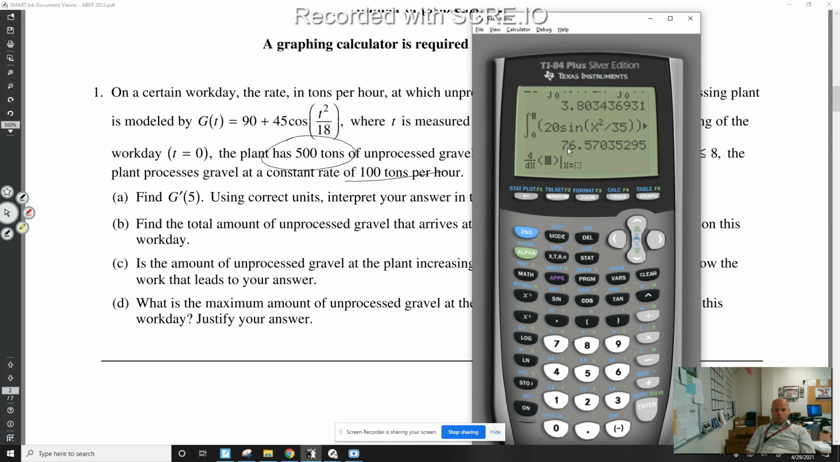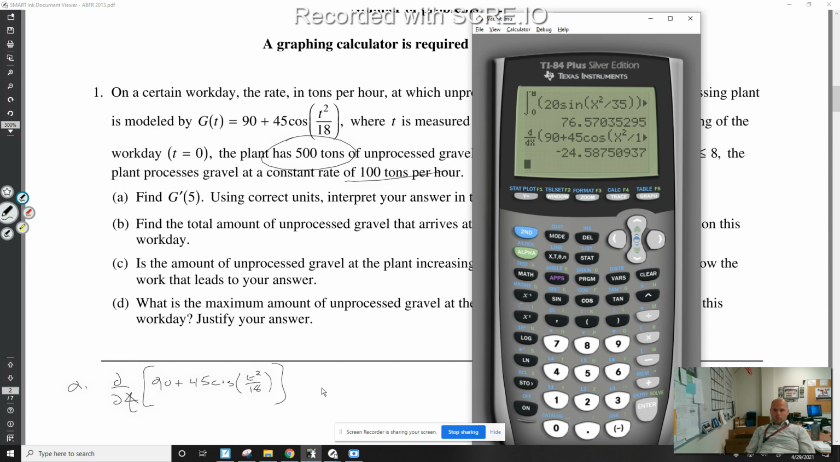I'm going to write what I see right here. I am not going to say I'm typing in Math 8. I'm literally going to write what I see here on the calculator to find g prime of 5. So for part A, I'm taking the derivative. And if you use x, it's fine. But it should be t. 90 plus 45 cosine t squared over 18 when t is 5. Okay? And you get negative 24.587.